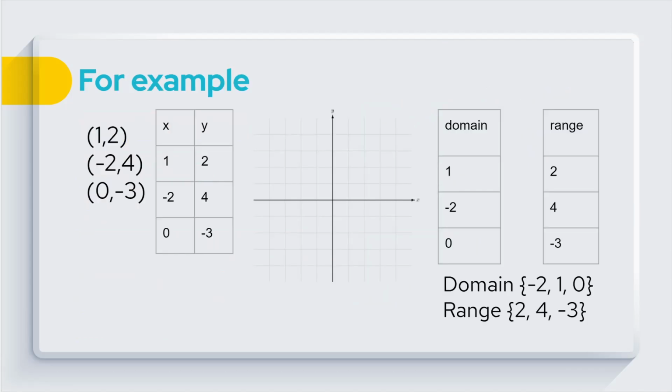So here we have some ordered pairs. These three are ordered pairs. If we make a table with the ordered pairs, you can see them like this. If we were going to take these ordered pairs and put them on this coordinate plane, they would go at 1, 2, this one right here, and then negative 2, 4 would be right here, and then 0, negative 3, 0 on the x-axis, negative 3 on the y-axis. So those are those three points on the coordinate plane.